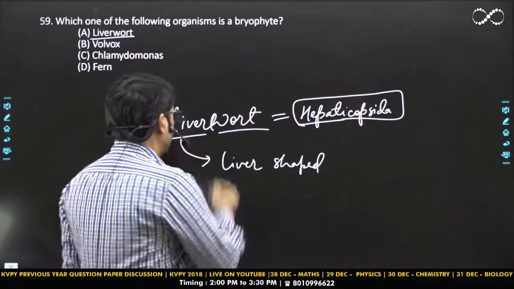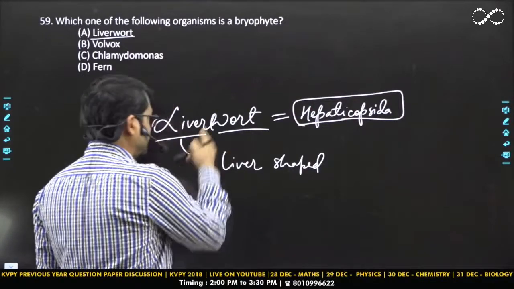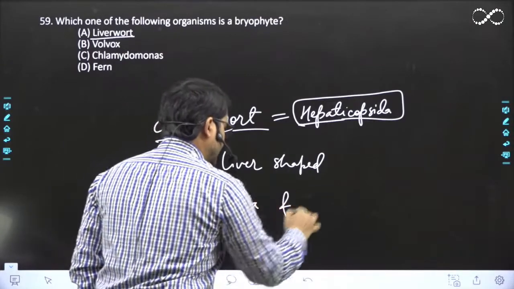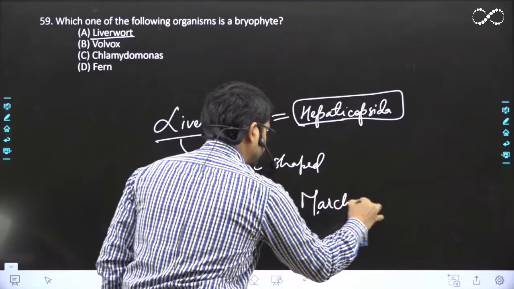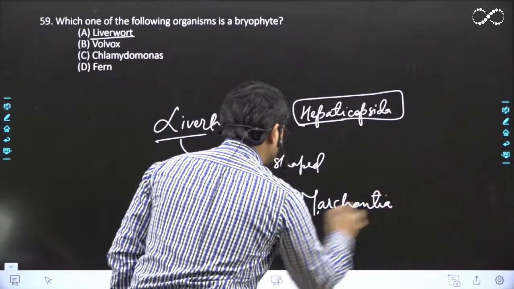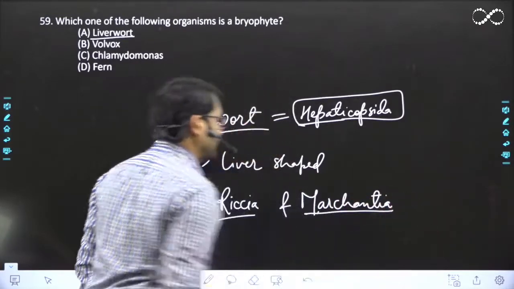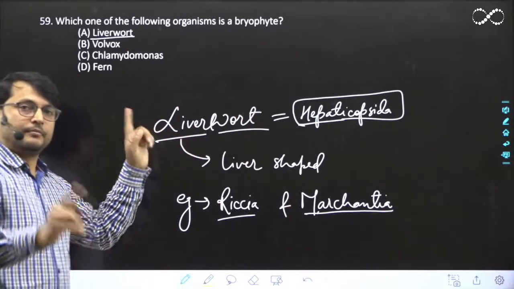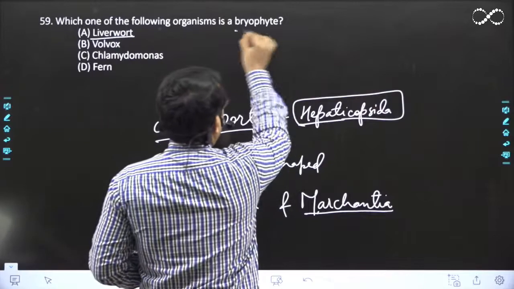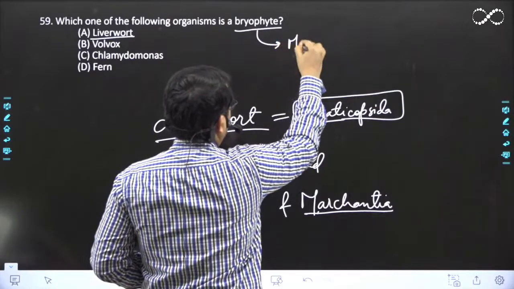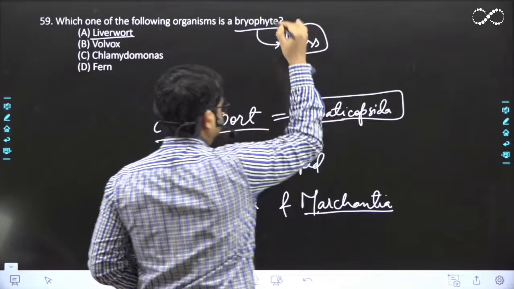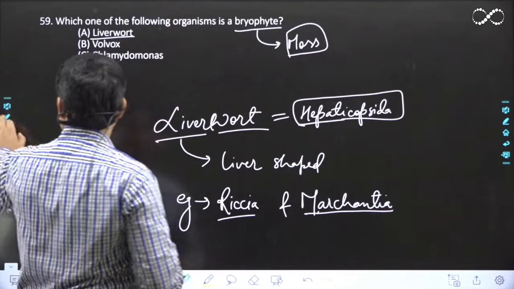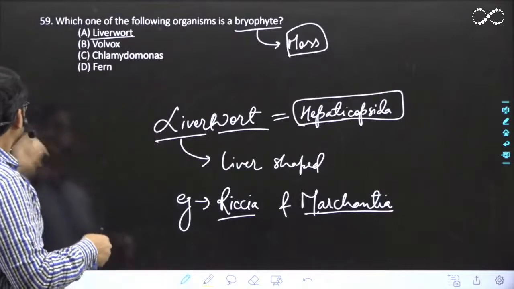Just keep that in mind. What are the other examples of liverwort? Riccia and Marchantia. These are the two characteristic examples of liverwort. Since we are talking about bryophytes, let me tell you, bryophytes are commonly known as moss. Great, very good. Let's move to the next question.